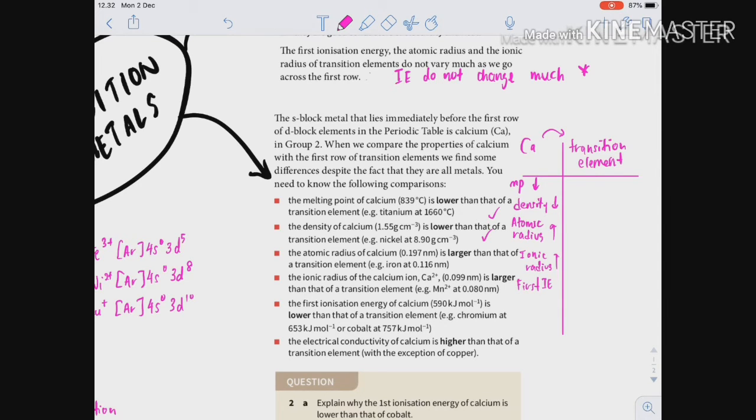This is probably because as you go across the periodic table, the number of protons increases. This increases the nuclear charge, which causes the atomic radius and the ionic radius to be smaller because there is more attraction towards the nucleus. Do remember, the ionization energy across the periodic table for transition metals is similar with each other. Electrical conductivity of calcium is higher compared to the transition metals.